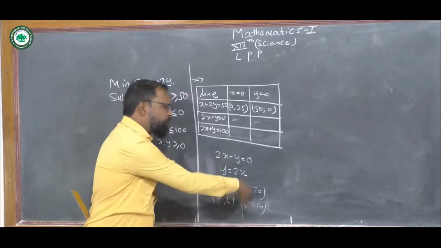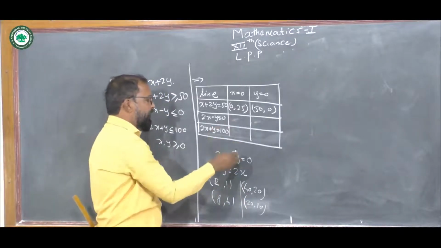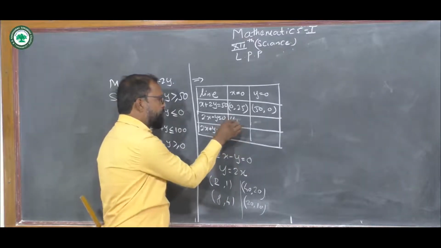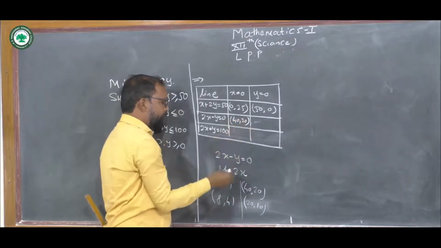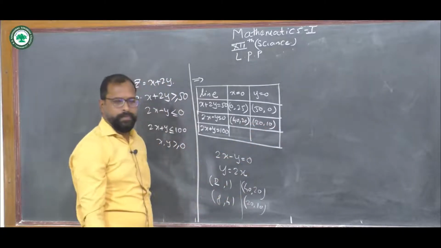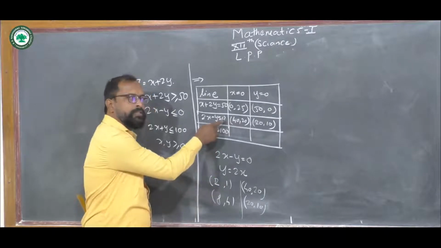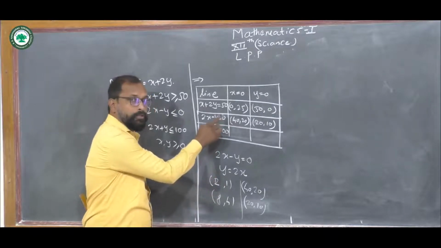Taking any two of these points, suppose arbitrarily we take the points (40, 20) and (20, 10). These are the two arbitrary points. We use this method because the RHS is 0, so this line passes through the origin.